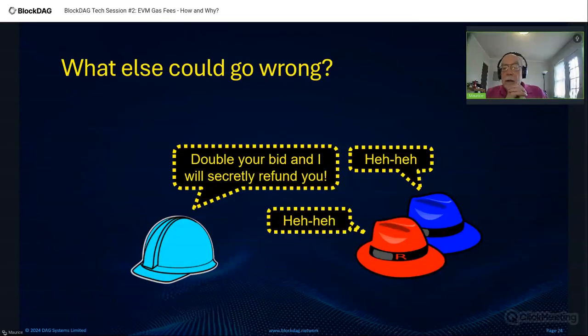What else would go wrong? Well, instead of impersonating a bidder, you can create an off-chain black market. This is also apparently a real problem in real art auctions, for example. The auctioneer goes off and gets a couple of friends and says, "Look, if you double your bid, I'll secretly refund you the extra money, and that will drive up the clearing price."